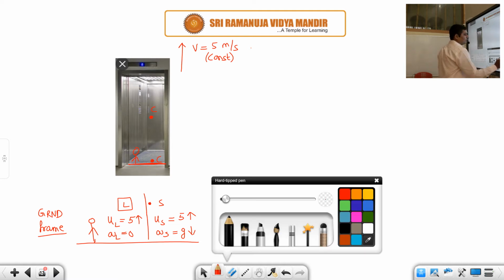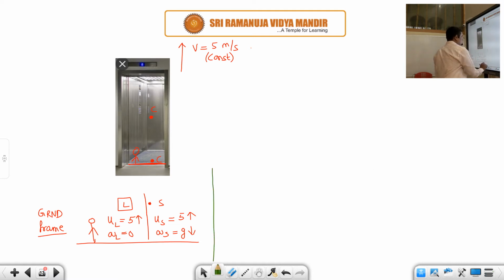So that means I want to solve from the lift frame. Now I am solving from the lift frame. Okay, students. Before solving from any moving frame, this is the first step. Again and again I am repeating. Okay. So now, students, see here.